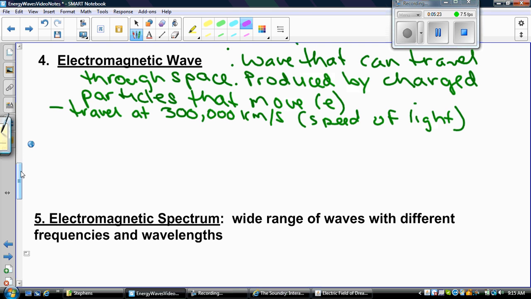An electromagnetic wave is a wave that can travel through space. So it's produced by charged particles that move, those electrons that move. So that's what's coming from our stars when nuclear fusion is occurring on the surface of stars and creating energy. That energy travels as an electromagnetic wave. Electromagnetic waves travel at 300,000 kilometers per second, which is the speed of light.